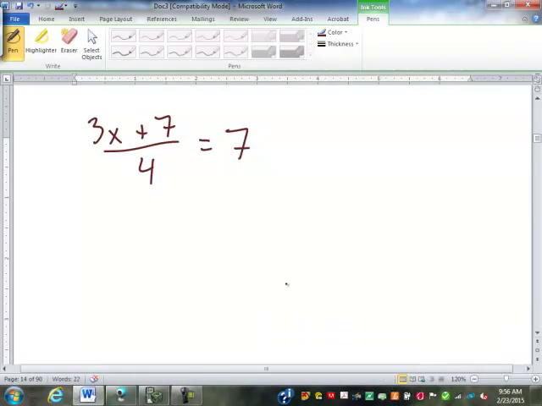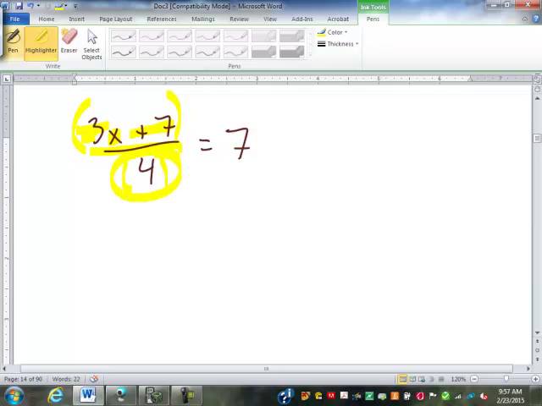So we run into a problem like this. Now this one, remember, we have this thing here called the fraction bar. If you recall, it means divide, but it's also an enclosing symbol. It means that everything on top gets done first, then everything on bottom. So what this is saying is x was multiplied by 3, had 7 added to it, and then the whole works was divided by 4.